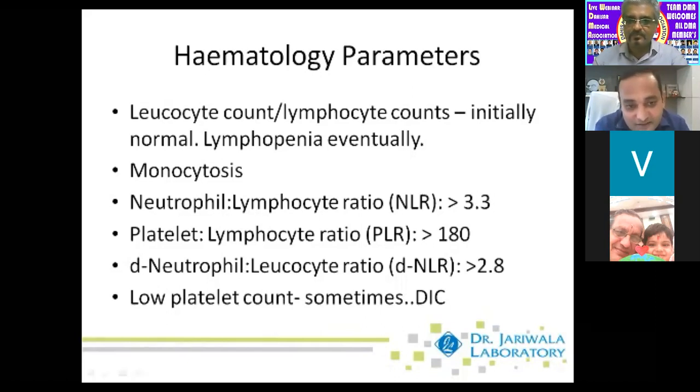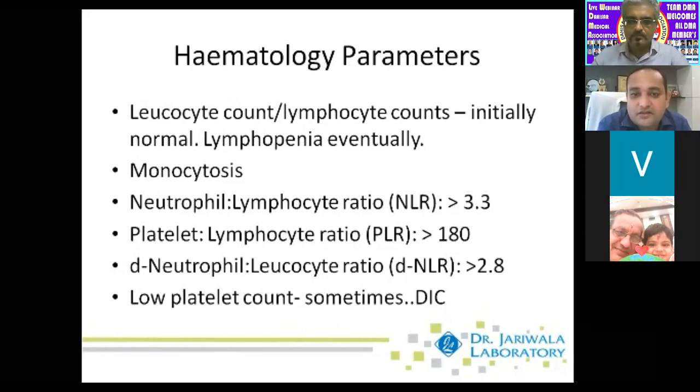So there are other parameters. One of them, which is very important, is the neutrophil lymphocyte ratio. Now, the NLR more than 3.3 is associated with a poor prognosis. It is nothing but a neutrophil count in percentage divided by the lymphocyte count in percentage. Nothing but that. Some studies say 3.3, some studies say 3.5, and there are studies which say 4 also.